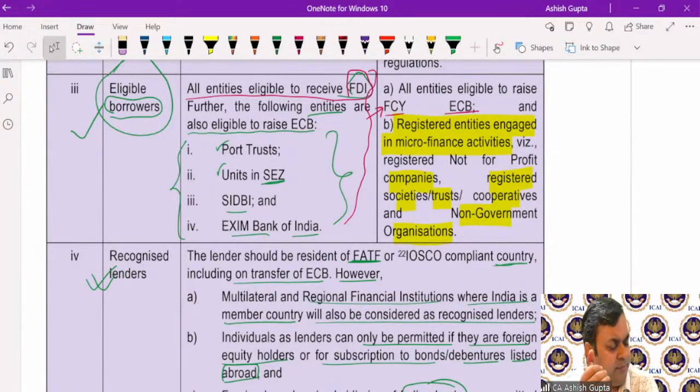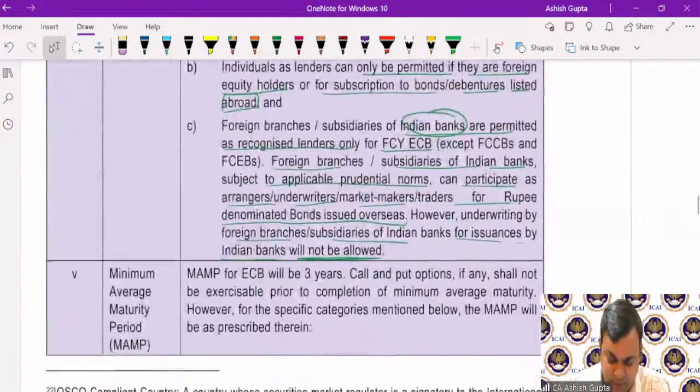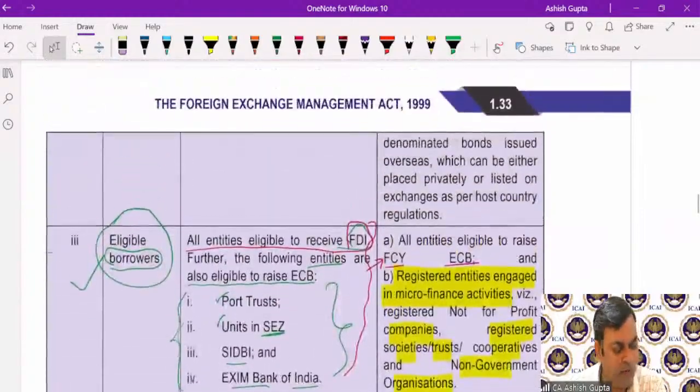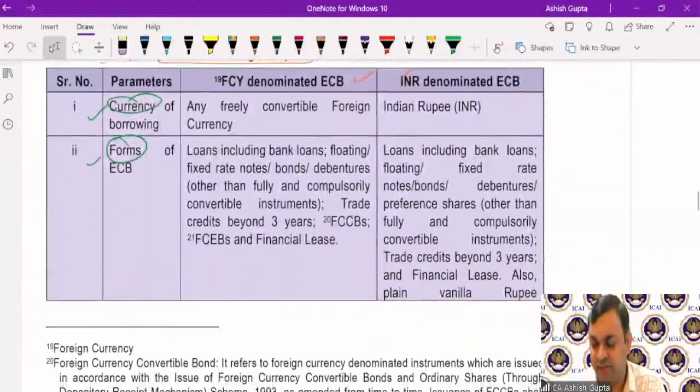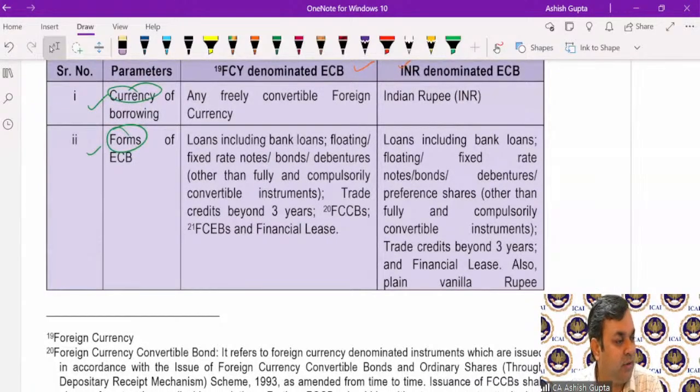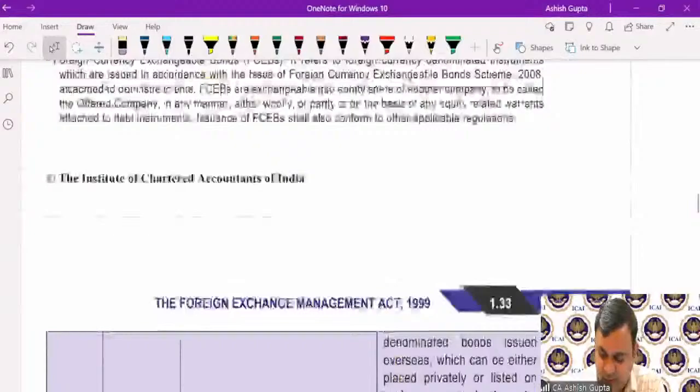So is there any problem with respect to points 1, 2, 3, 4? Let me know. If you have any problem, let me know. Then we can proceed towards the more part of this. Points 1, 2, 3, 4, all are clear? Okay. Moving towards the next point.